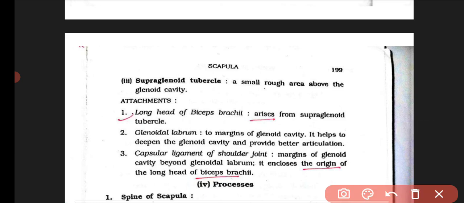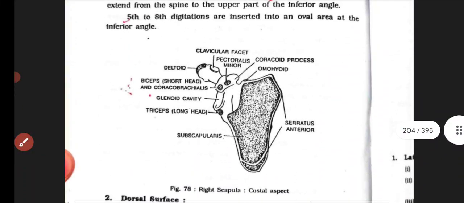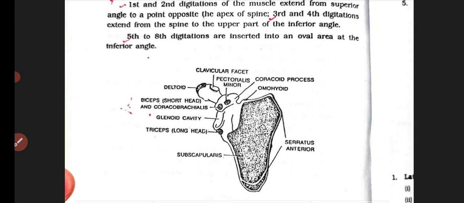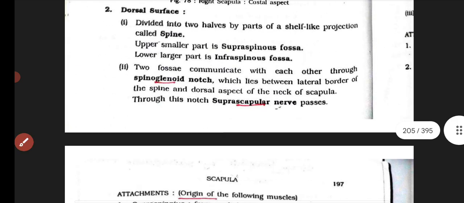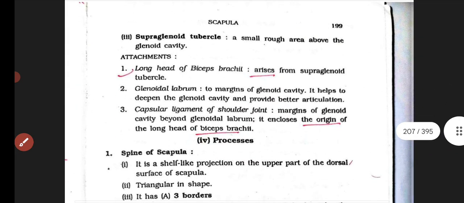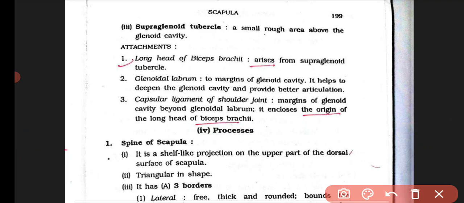Beneath the glenoid cavity... there is a supraglenoid tubercle, a small rough area above the glenoid cavity. You will not see it from here. Practically, when the bone is in your hand, you will see a rough area. Okay, now the attachment. The long head of the biceps arises from the supraglenoid tubercle.